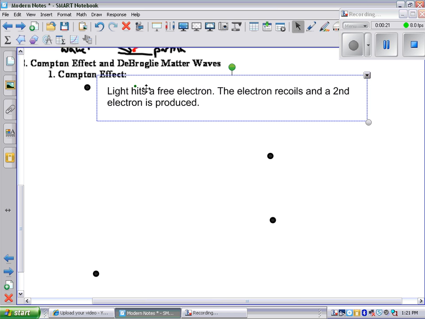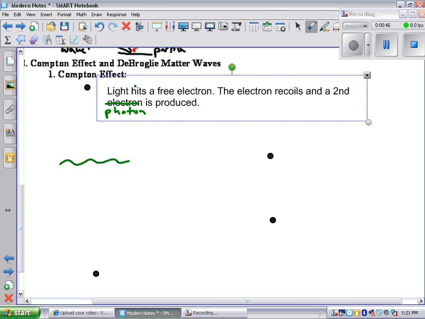Light hits a free electron, the electron recoils, and a second photon is produced. So it's similar, light's still hitting an electron, but this time it's a free electron, it's not stuck at a surface. And the other difference is we're going to get a second photon. I made a mistake here, change this to photon. It is produced. So we'll draw a sketch of it right here.